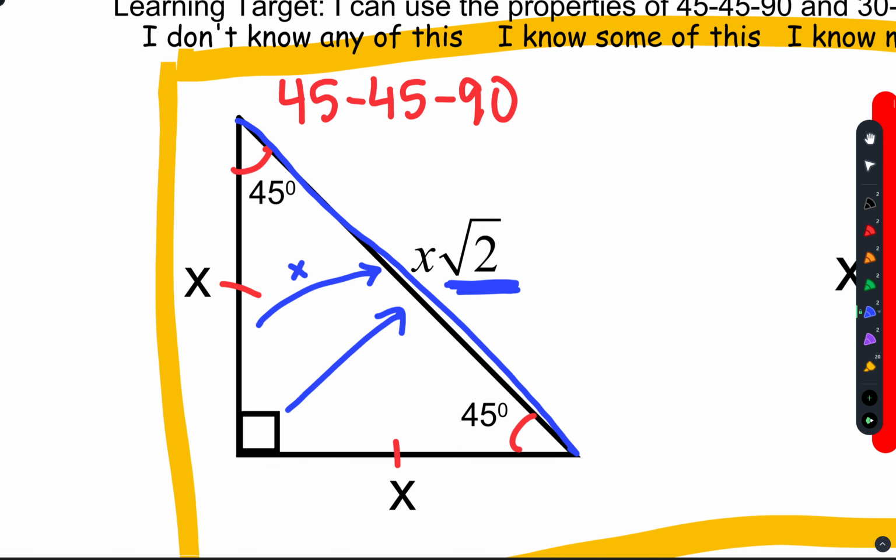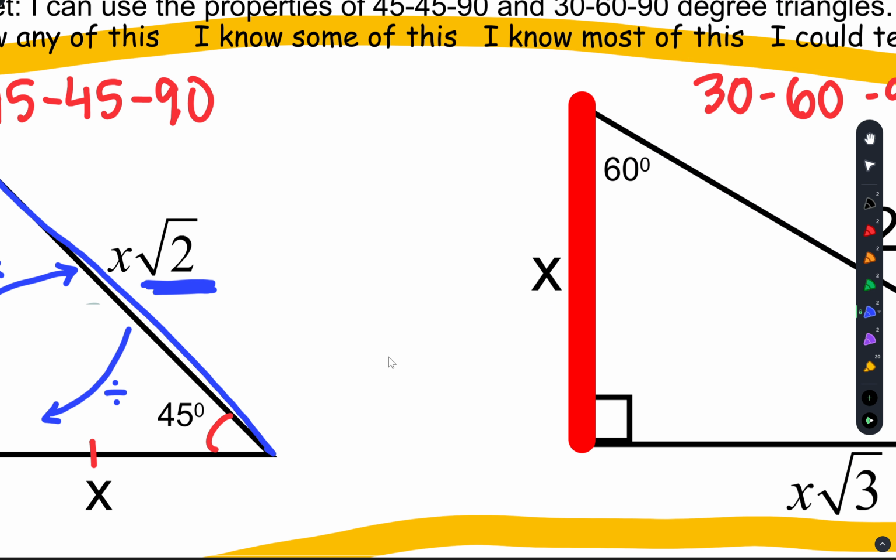If I were going from a leg to the hypotenuse, I would be multiplying by radical 2. And if I was going backwards, I would be dividing by a radical 2. Okay, so if I have the leg, I multiply by radical 2. If I have the hypotenuse, I divide by radical 2 to get the leg. Does that make sense? Fantastic.